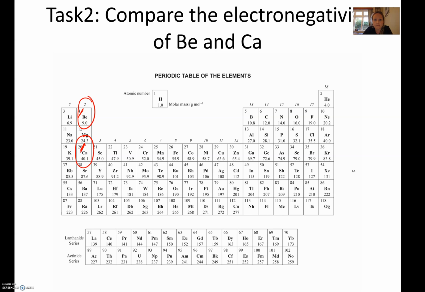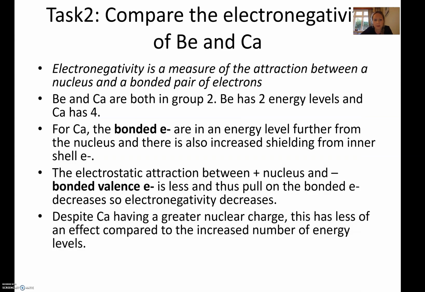And the answer's done. Okay, so in that answer, again, it's always the same reasons. I've included nuclear charge, I've included number of energy levels, I've included distance from the nucleus and shielding by inner shell electrons, and I've put a definition in. Here's my template answer or my model answer. You can have a read, but it's everything we just verbally said.